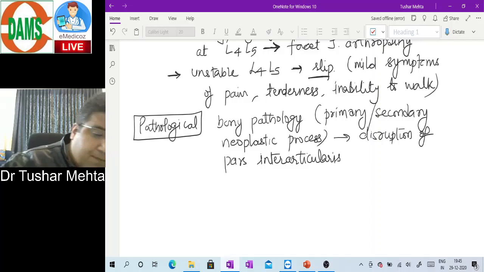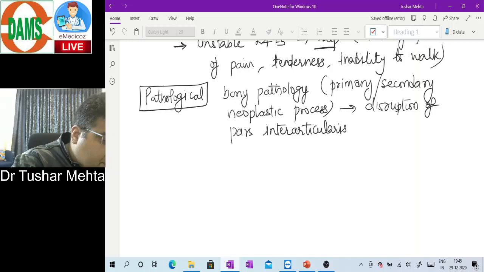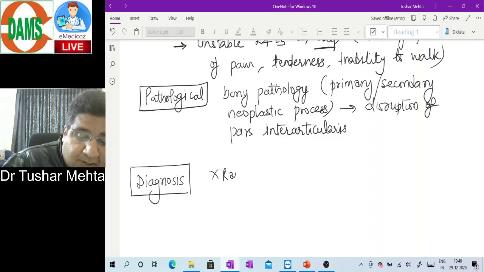Okay. Now, symptoms, I have already described most of them here, that in the majority of cases we have pain, we have tenderness, we have inability to walk, and all those things that you are already aware of. Now, the next thing that I want all of you to know is that when we talk about diagnosis, the classical thing which is important is X-ray of the LS spine.